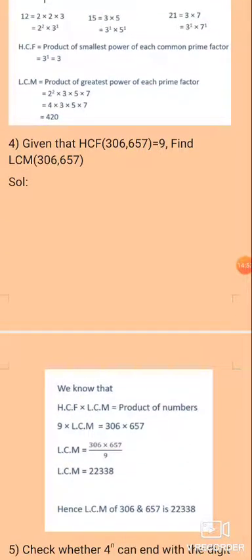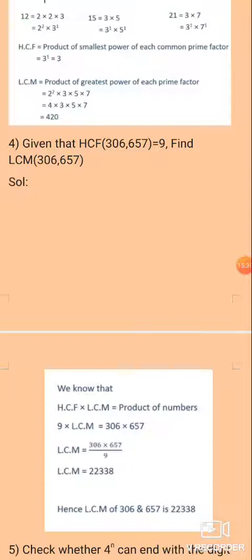What is that relation? HCF into LCM is equal to product of two numbers. So what is HCF here? 9 into LCM. What we need to find out, that LCM is equal to product of the two numbers, 306 into 657. Now LCM is equal to what? 306 into 657 divided by 9. So don't multiply all these and divide it by 9. Just cancel first. You can cut 306 by 9. After that, that number into 657. Then when we find out that product, LCM is equal to what?